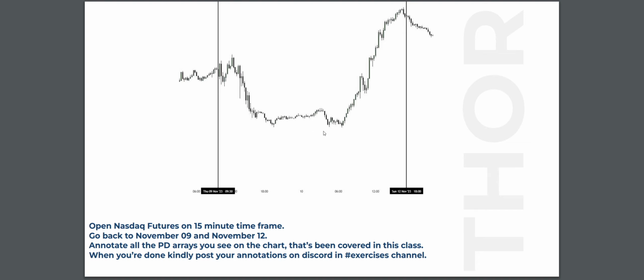And what I would like you to do is annotate all the PD arrays you see on the chart that have been covered in this class. What that means is you're going to be annotating fair value gaps, order blocks, breaker blocks, rejection blocks, if there are any, right? If there are BPRs, annotate BPRs. And when you're done with your annotations, I want you to post your drawings and your charts in the exercises channel. And I'll go through them all on an individual basis.